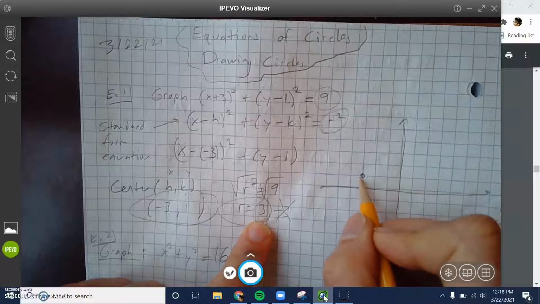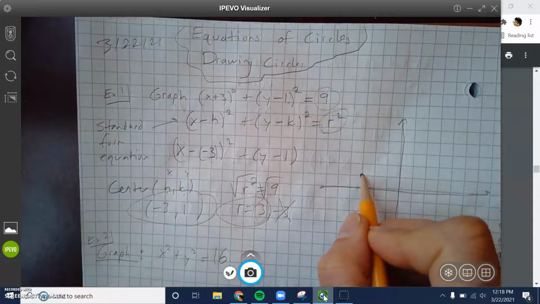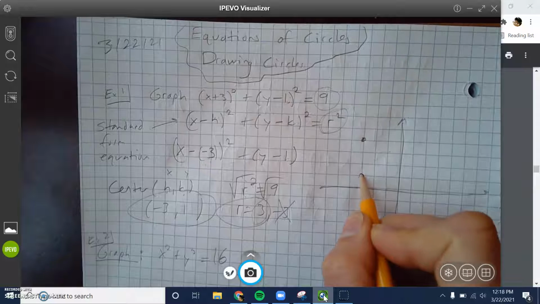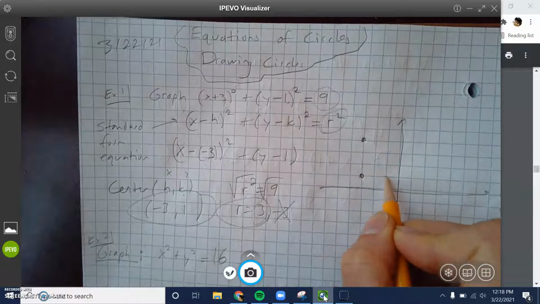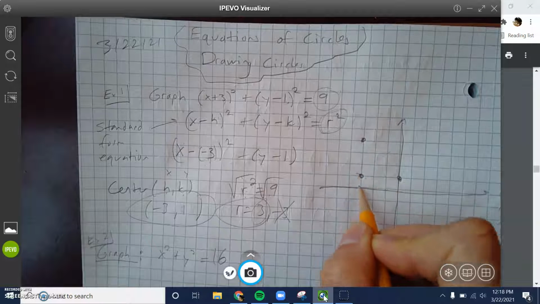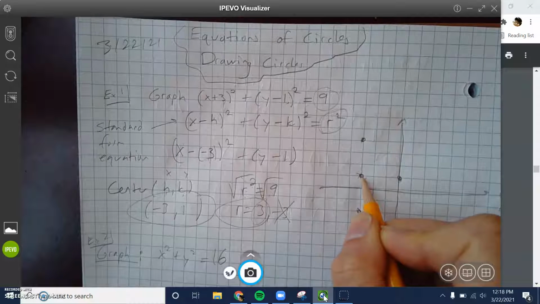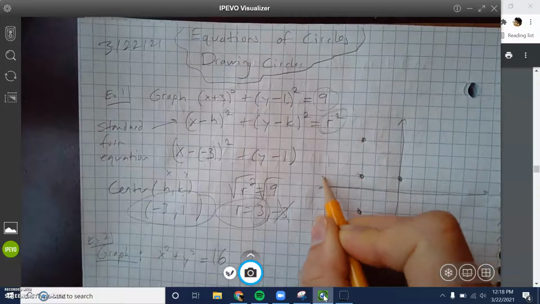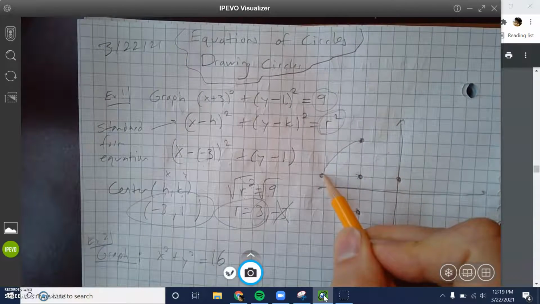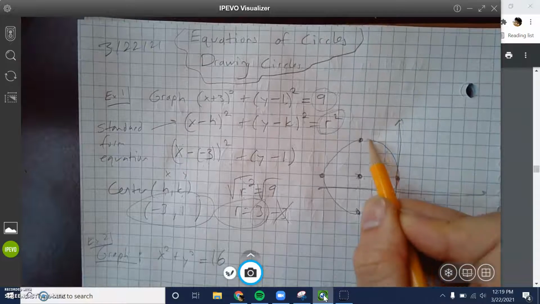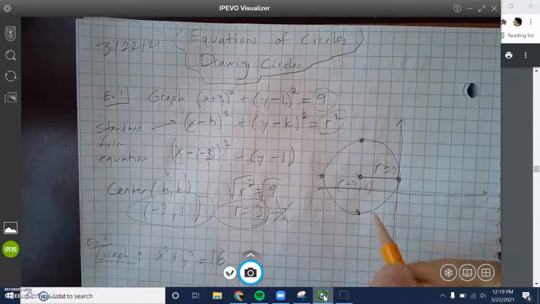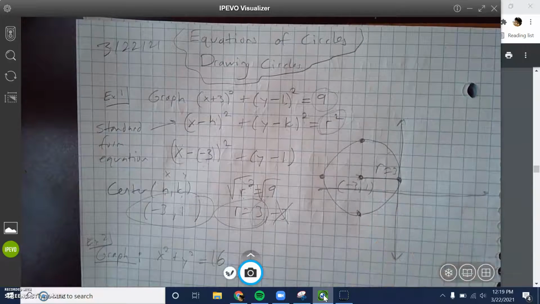So you can't go this way, but I'm actually going to go 4 different places. So watch what I do. I'm going to go up 3, back to the center. Right 3, back to the center. Down 3, back to the center. Left 3. Okay, so don't draw a box. This is the center and this is the outside. Curve it, curve it, curve it, curve it. There we go. So the radius is 3 and the center is (−3, 1), like that. And that's how we graph.